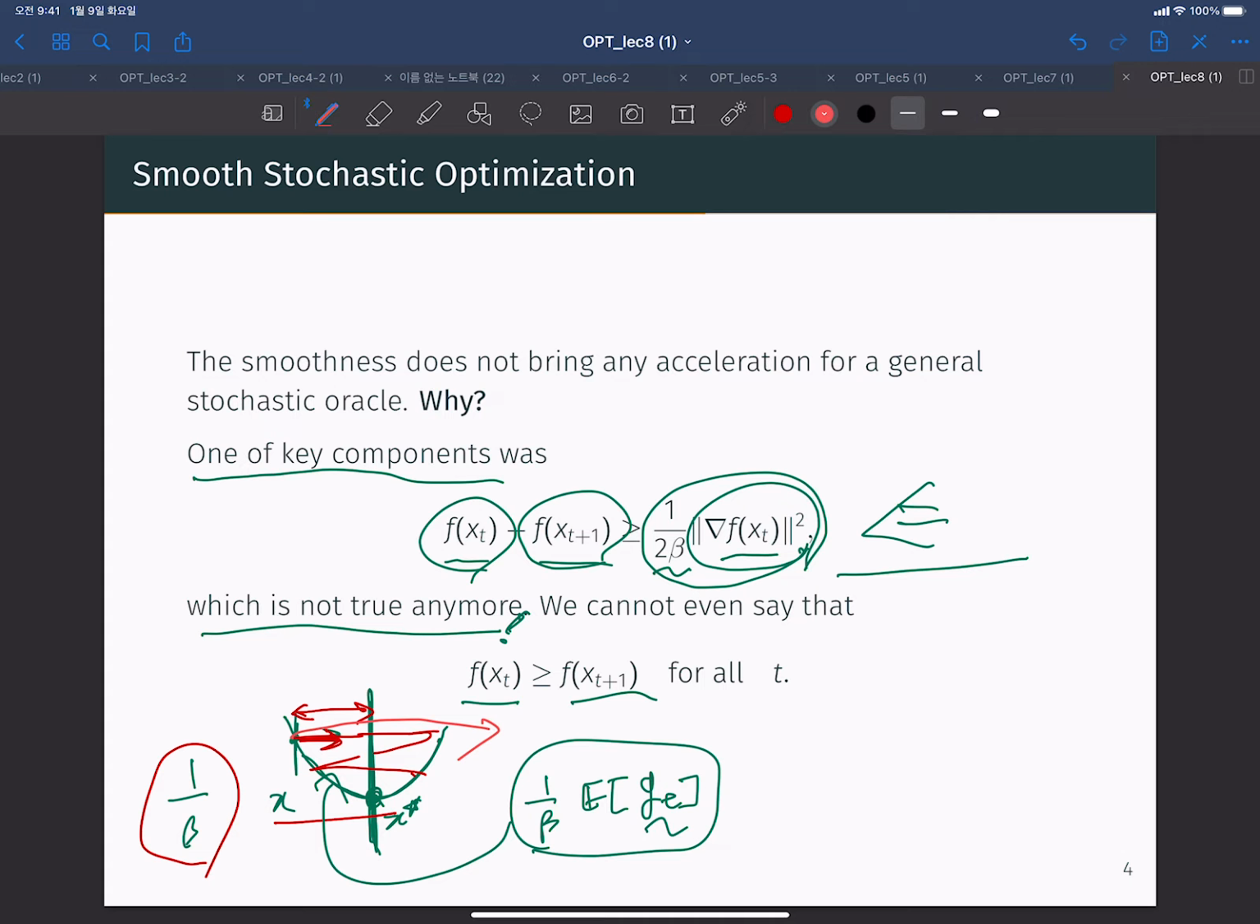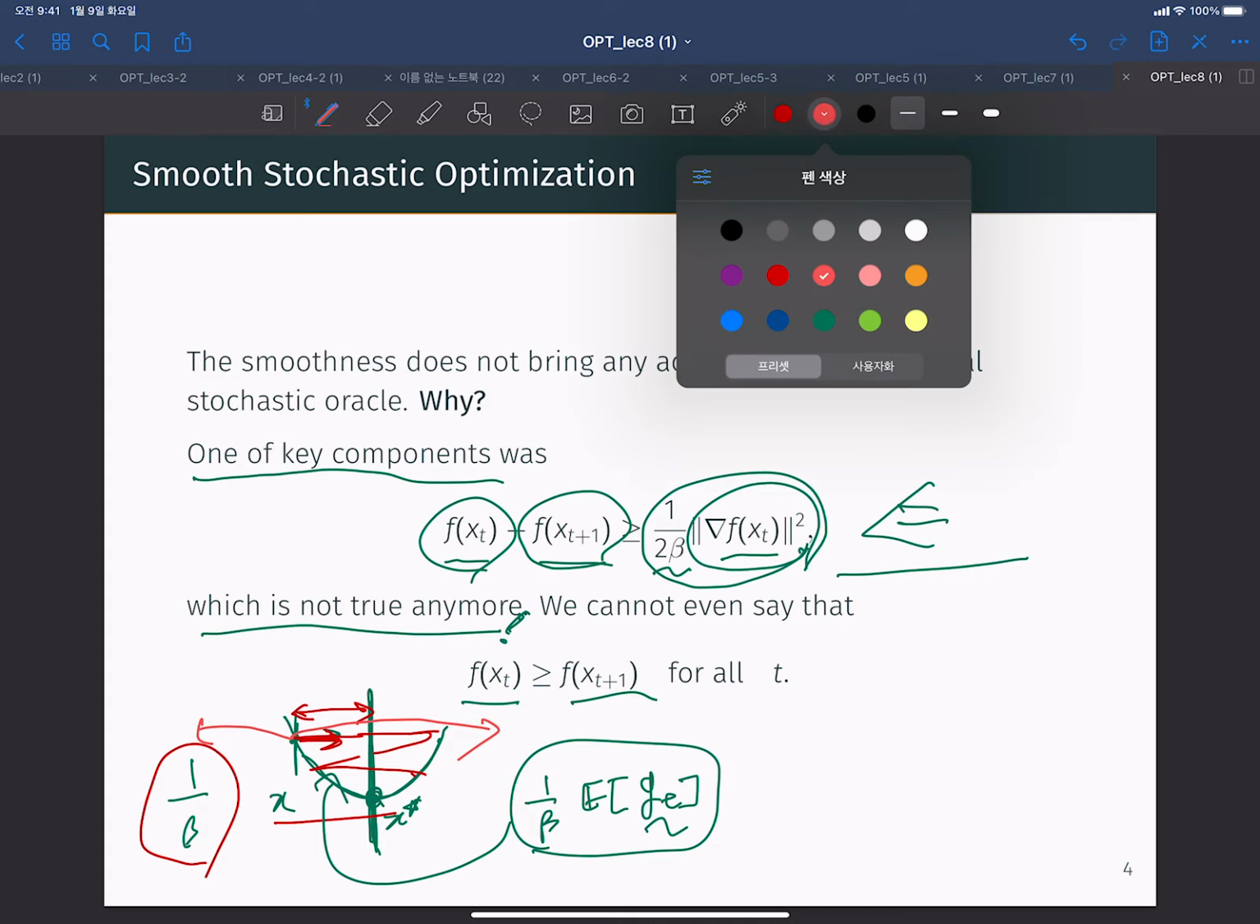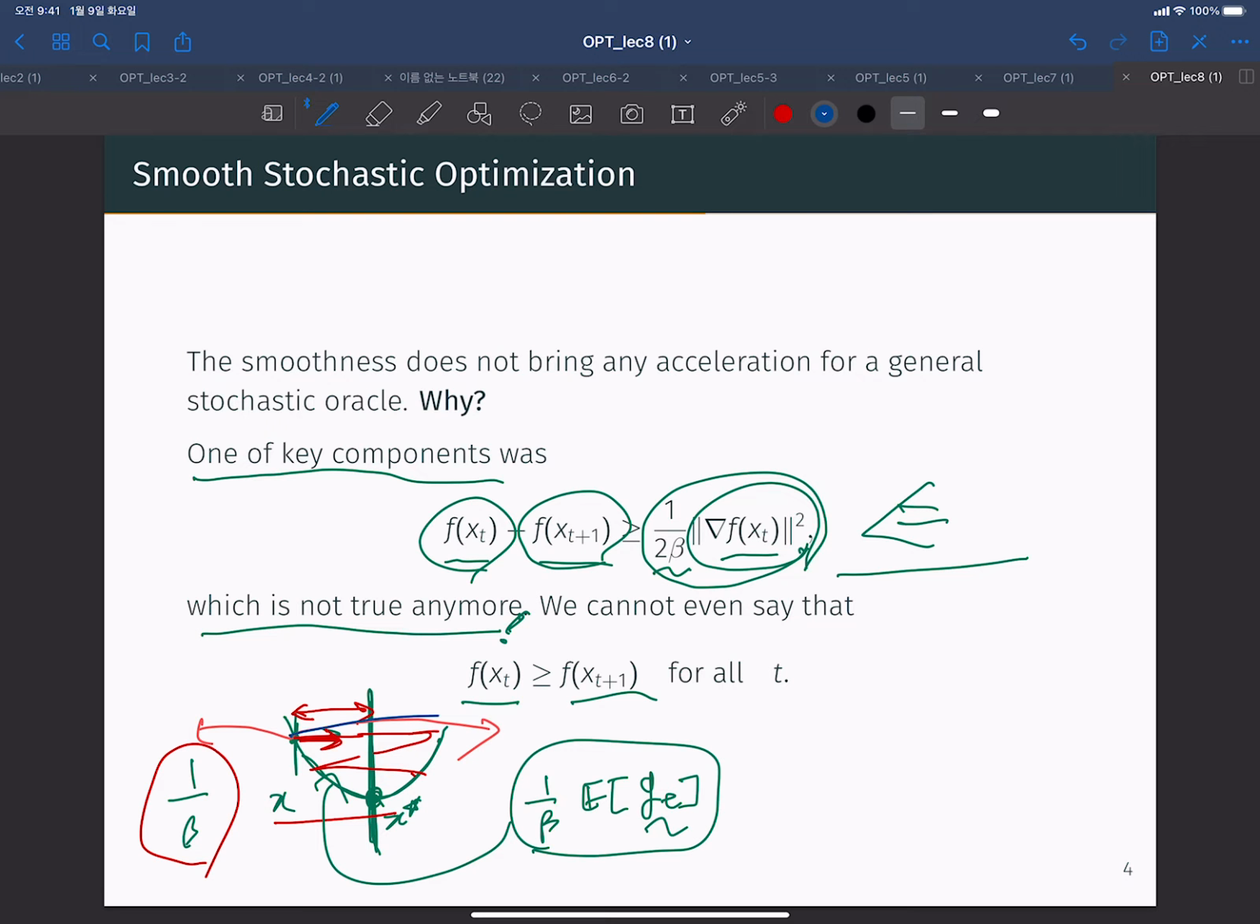Okay? So in some bad case, the update can be this point. In some case, the update can move like this. Especially when you have very high variance in the stochastic gradient descent algorithm, the update can be this. Okay? So you can never guarantee any consistent decreasing behavior with a nice margin.